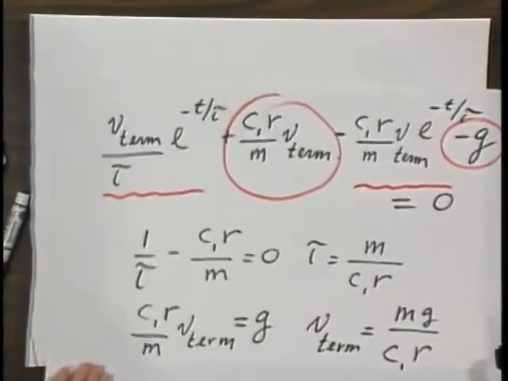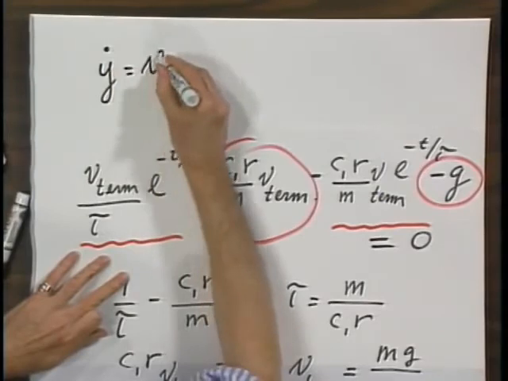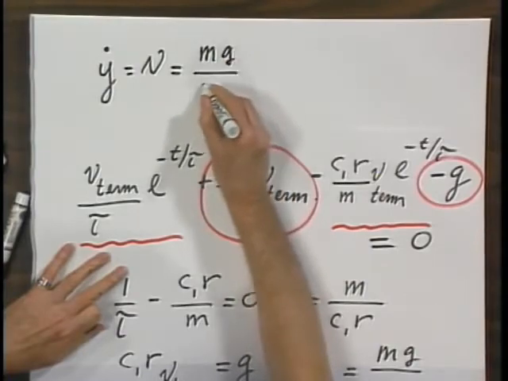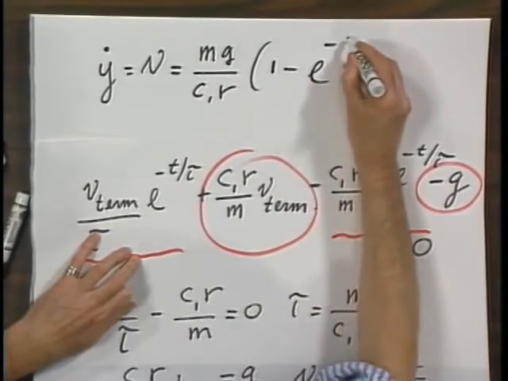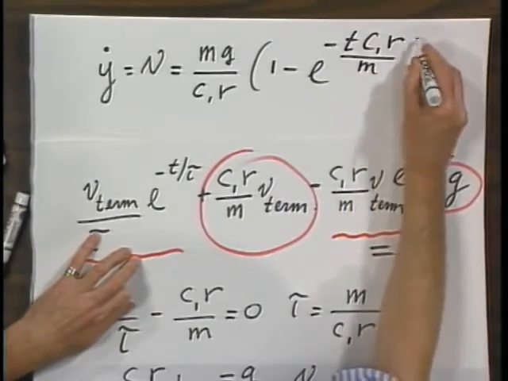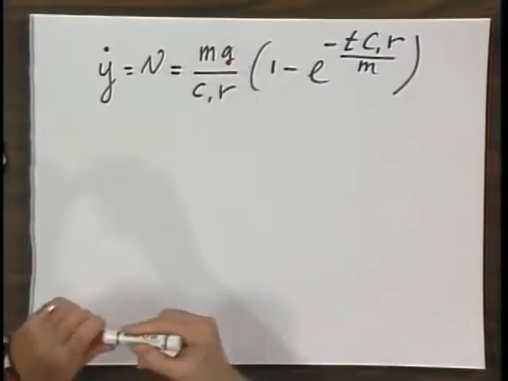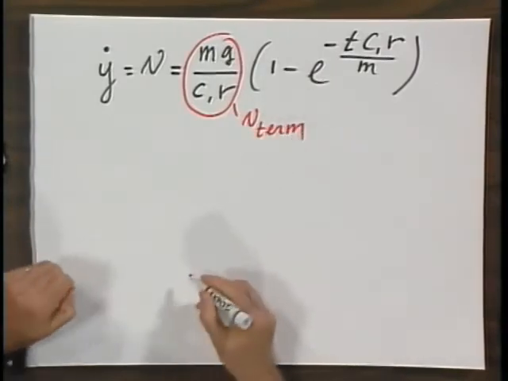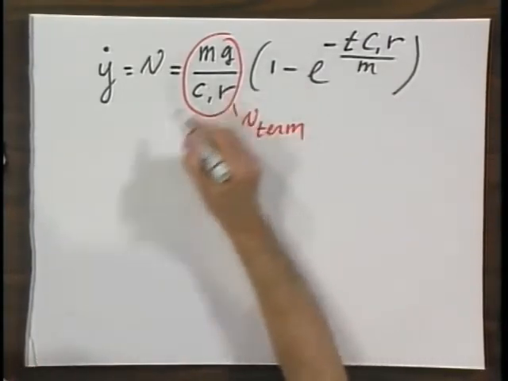And so the solution now of the velocity, this is the velocity in the y direction, as a function of time becomes mg divided by C1 r times 1 minus e to the power minus t C1 r divided by m. Wow! And this is the terminal velocity.